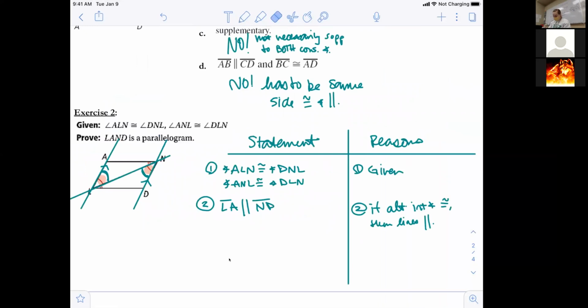Going off of that, does someone kind of see where I want to go next? I just proved LA and ND are parallel. Does anyone read my mind, know where I want to go next? Kate? LD and AN are parallel. And why is that true?